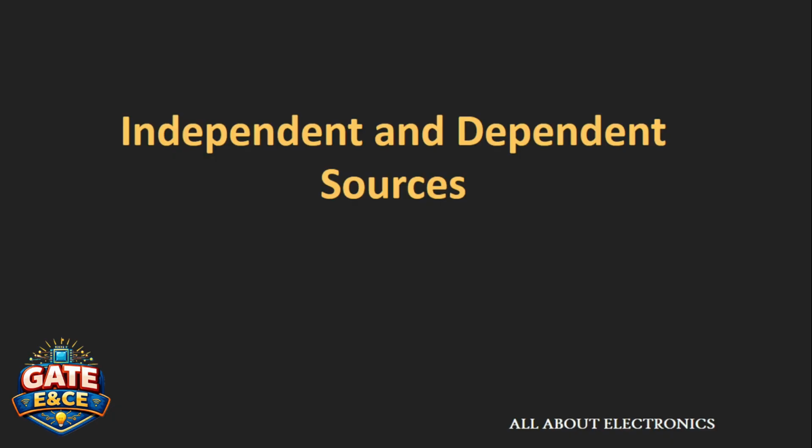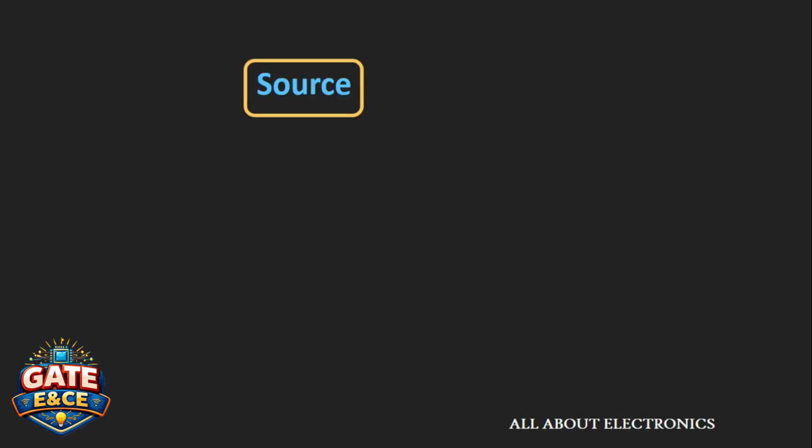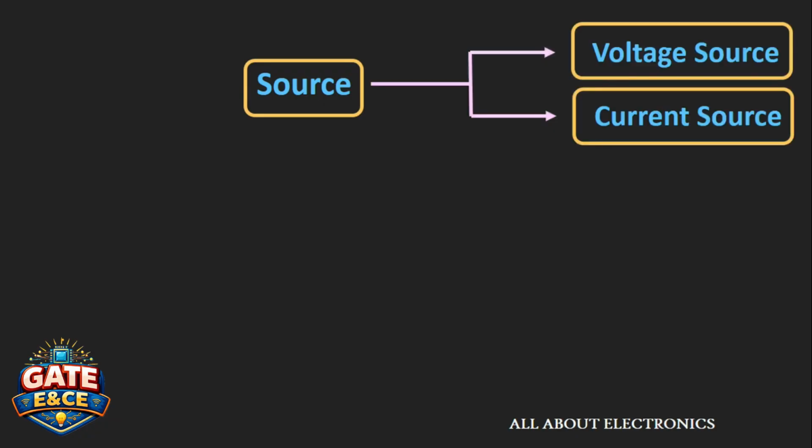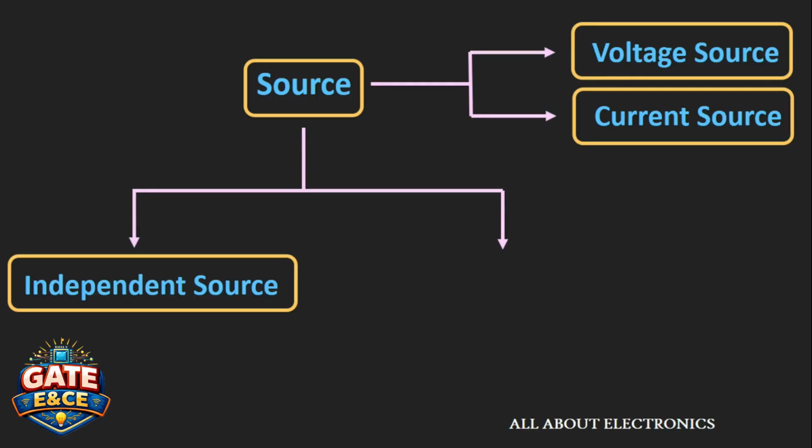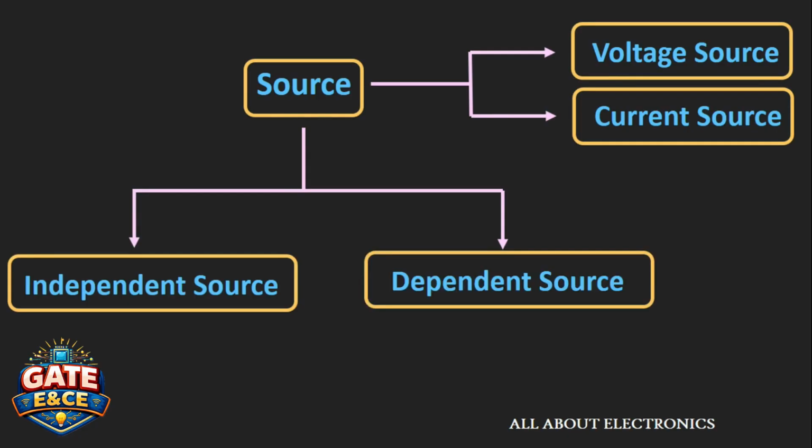Today we will see what independent and dependent sources are in an electrical circuit. As we already know, there are two kinds of sources, the voltage source and the current source. These sources can be classified into two categories: the first is the independent source and the second is the dependent source.